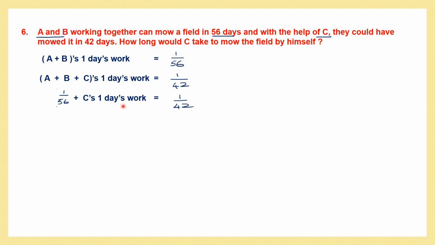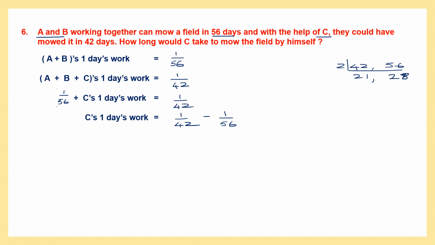Now we are going to find only C's 1 day's work. So C's 1 day's work will be 1 by 42. We take the other fraction, 1 by 56, to the other side. It becomes minus 1 by 56. Now we have to simplify this. Let's find the LCM of 42 and 56. Let's start with 2: 21 and 28. Then 2 2s are 4, 28.